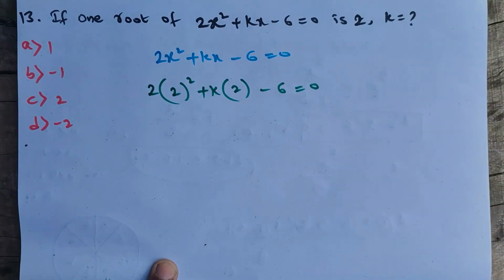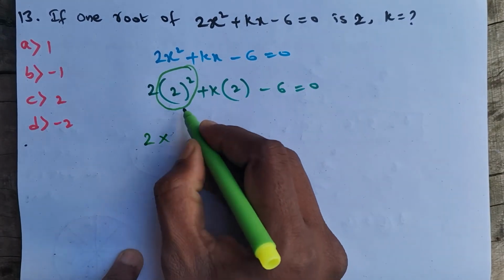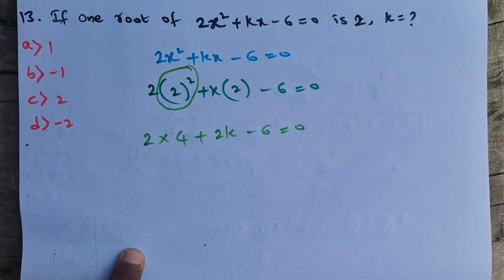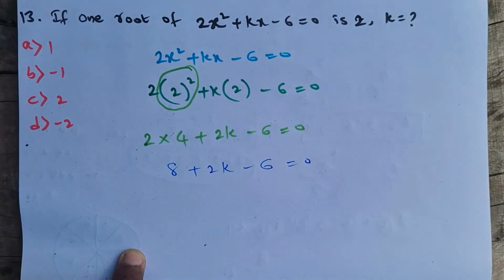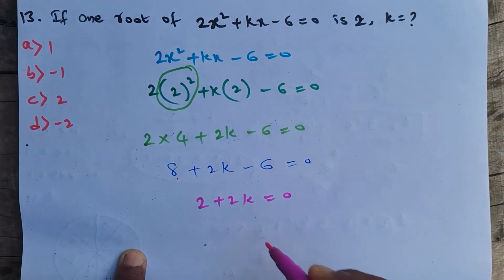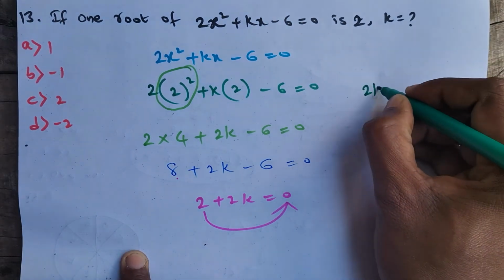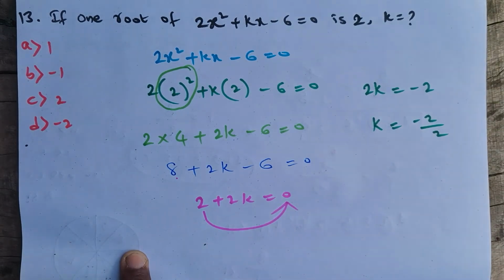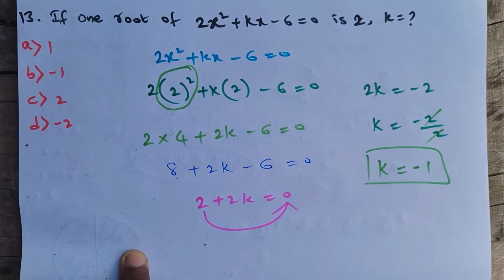First the bracket we need to solve. So this 2 square is 4. 2 as it is outside into 4, plus k into 2, 2k, minus 6 is equal to 0. 2 into 4 is 8, plus 2k minus 6 is equal to 0. 8 minus 6 is 2, plus 2k is equal to 0. I will take this plus 2 to the right side, then it will become minus 2. So 2k is equal to minus 2, then k is equal to minus 2 by 2. 2 both will get cancelled, so we remain with k is equal to minus 1.